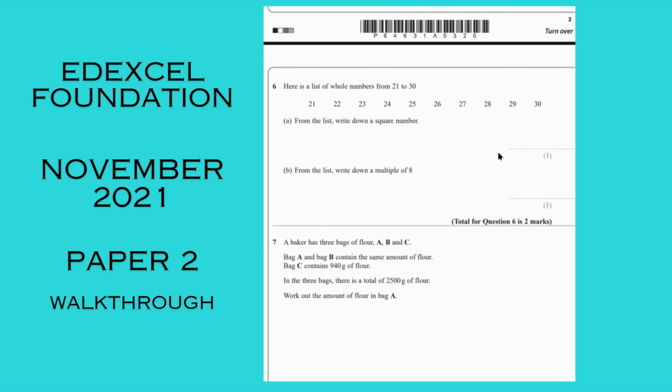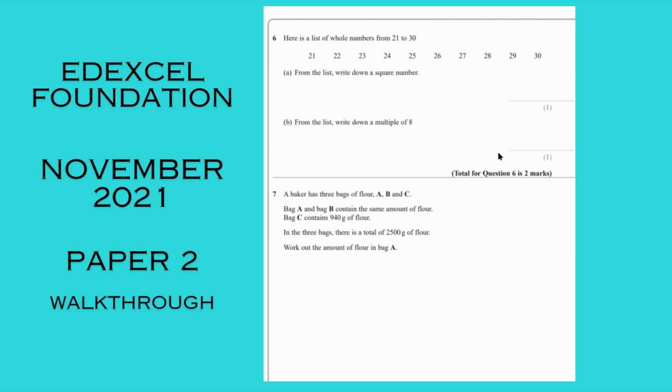On to number 6. From the list, write down a square number. Well, in this case, there is only one. 5 times 5 is 25. And the only number that's in the 8 times table is 24.